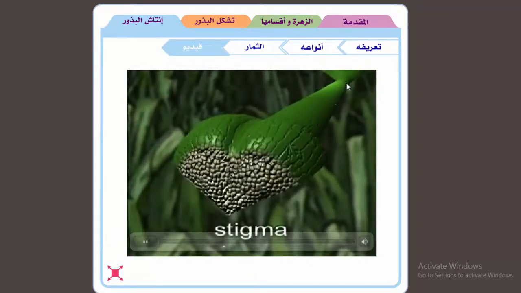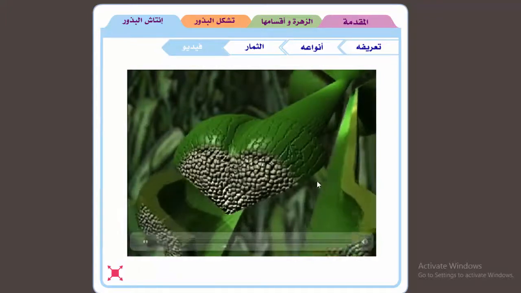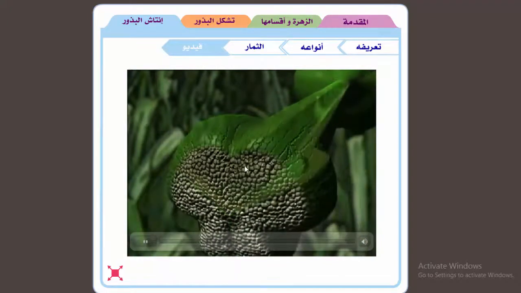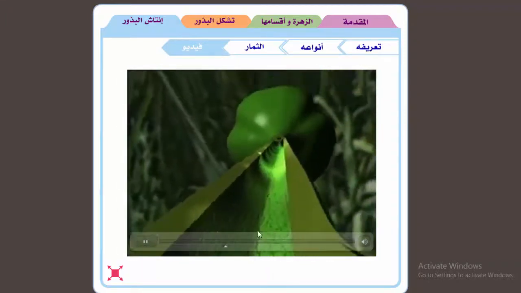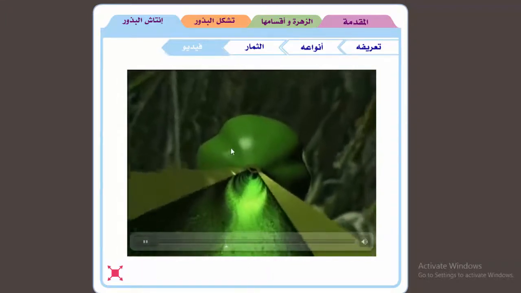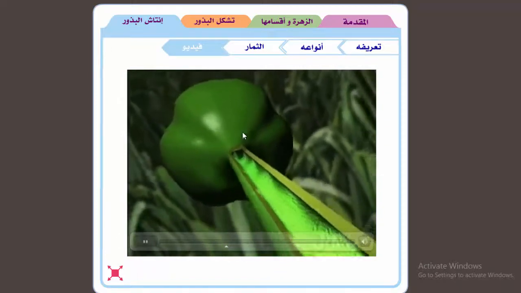The three carpels are fused together, forming one stigma and a style with a central canal. هذا ميسم واحد للمبايض هدول كلياتهم. هذا قلم واحد، وهي المبايض الملتحمة، الأخبية الملتحمة.